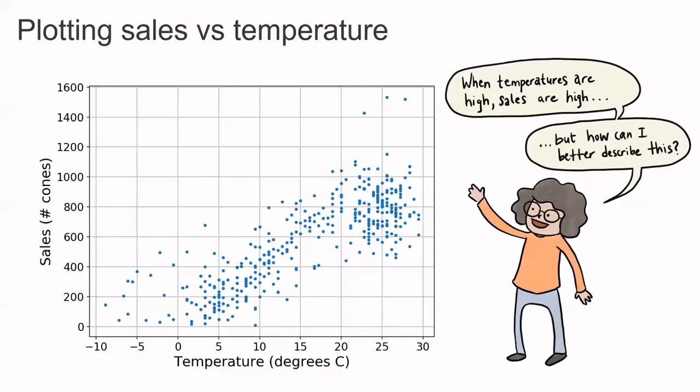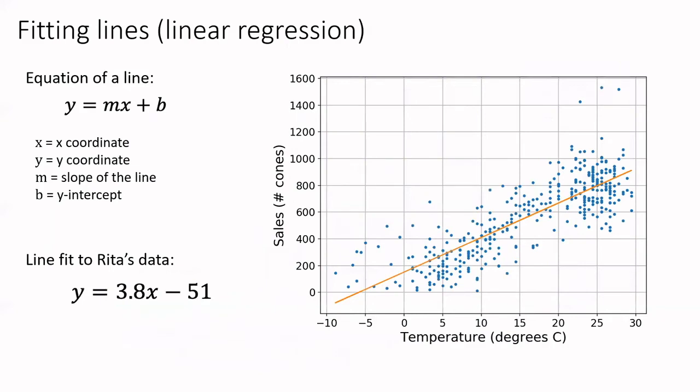We can make a general statement that it seems that when temperatures are high, sales are high. But how can we quantify this? By fitting a trend line to Rita's data and adding an equation.